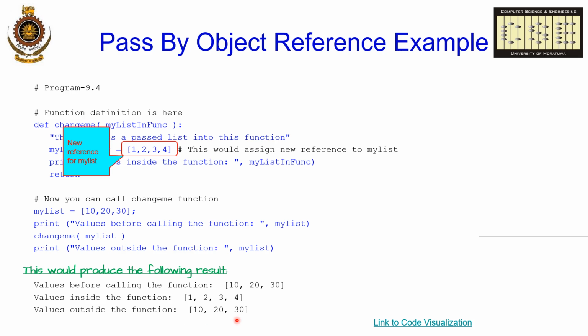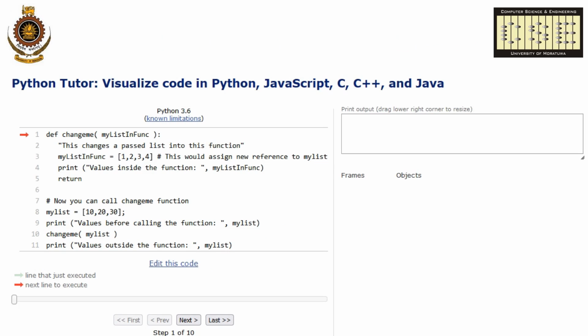So let's understand how that happens, right? Why it did not follow the same pattern as before, by observing it in our code visualization in the step-by-step run. So this is the Python Tutor example of the same example program that we looked at earlier. You can see we have the change me function, which is getting a parameter mylistinfunc and then assigning a new list into that parameter, printing that, and then returning.